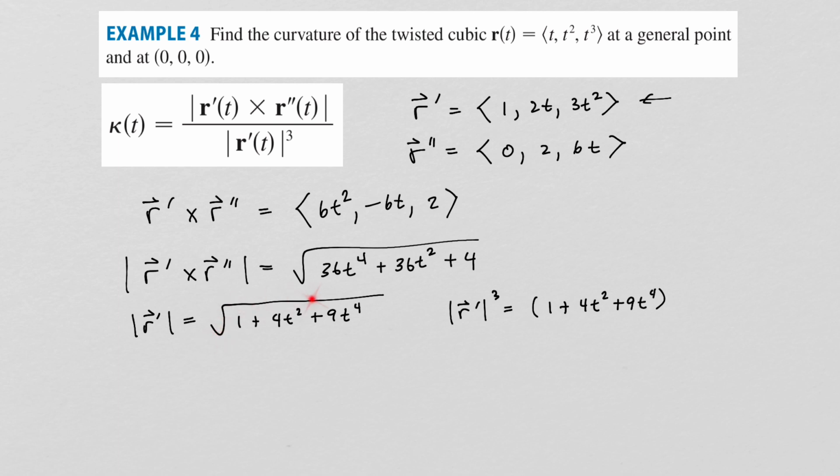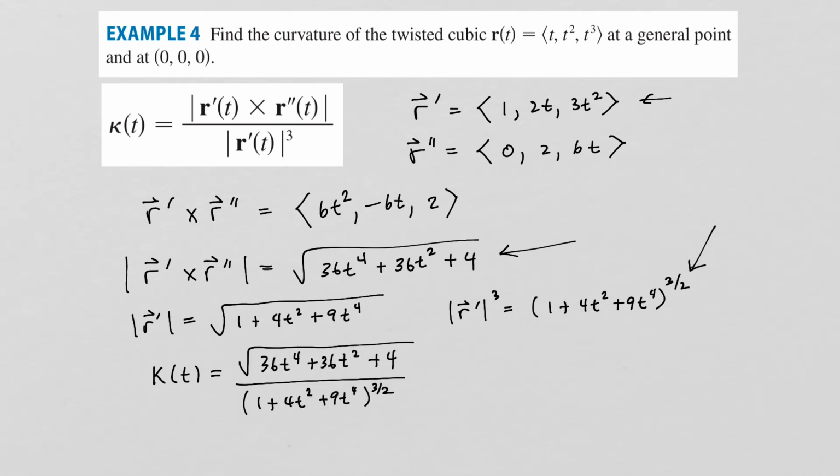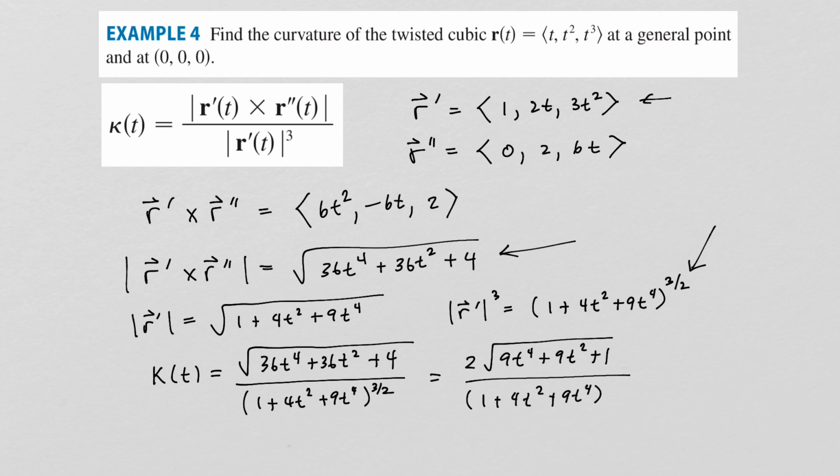Now, remember, a square root is a 1/2 power, and then if we cube that, we get a 3/2 power. And so, kappa of t is going to be this quantity divided by this quantity. And if you want, in the numerator up here, you could factor a 4 out, and the square root of 4 is 2. And so you could slightly simplify this to be this quantity here.